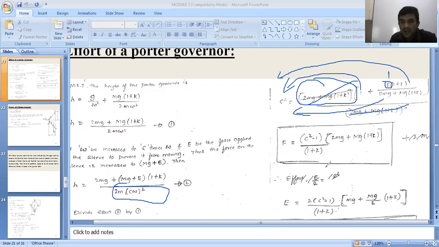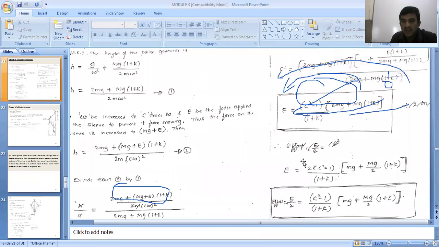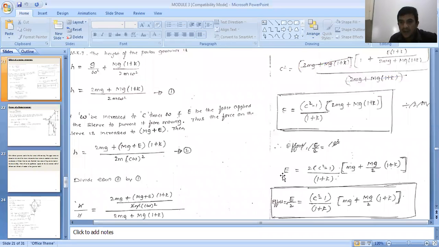This will be the effort of the governor, or you can rearrange the term. That is how you rearrange the term here. Actually this is the total effort, but I need only the effort on one side, on the left side or on the right side. Then what will we do? Again we take 2 outside from the bracket. Once you take 2 outside, you get 2 times c square minus 1 divided by 1 plus k. What is inside here? Mg plus, once you take 2 outside, Mg divided by 2, 1 plus k.